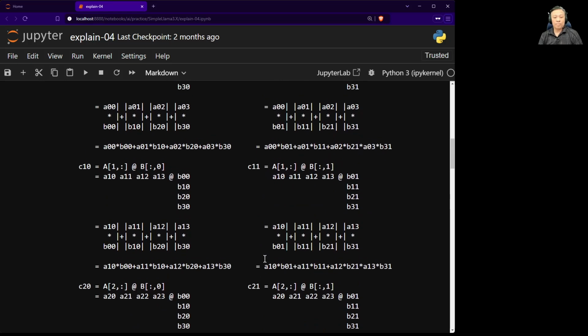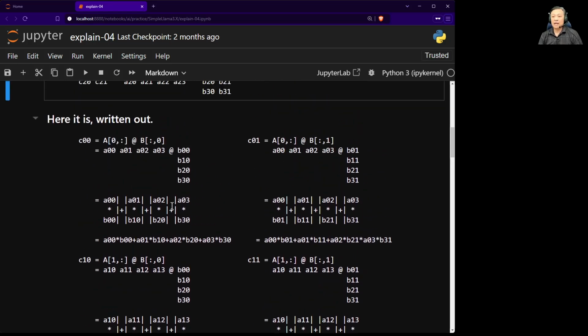Okay. The A bracket 0, colon is a Python and PyTorch array access notation. It means row 0 of A, because the column accessor is colon, which means all of the elements for that column. Similarly, for B colon 0, it means column 0 of B for the same reason.